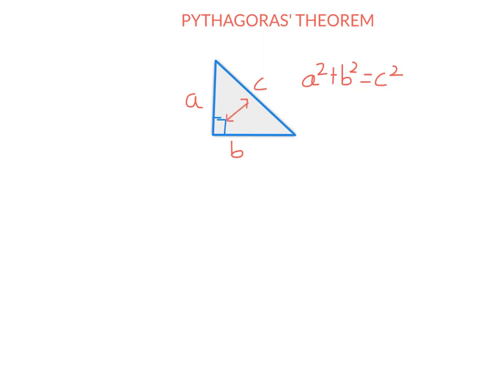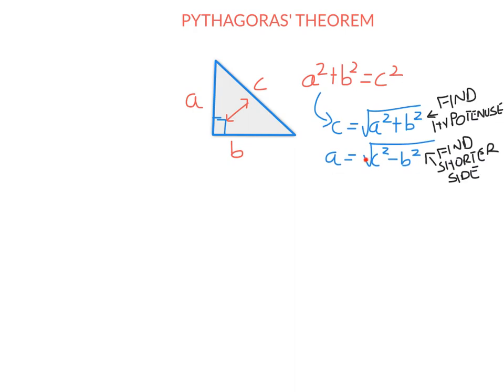So Pythagoras' theorem helps us find unknown sides in right-angled triangles. So we can rearrange this formula here. If I want to find C, the longer side, I just can square root both sides. If I want to find, say, A, one of the shorter sides, it would be the square root of C squared minus B squared. So you'd use this formula here if you wanted to find the longer side, which is the hypotenuse. And we use this formula here if we want to find one of the shorter sides.